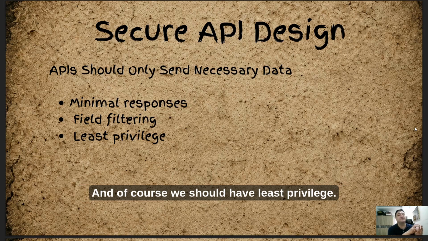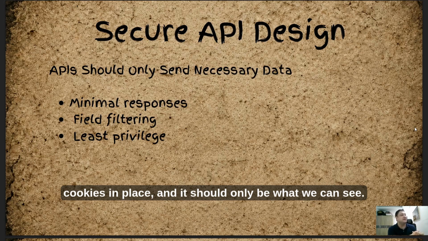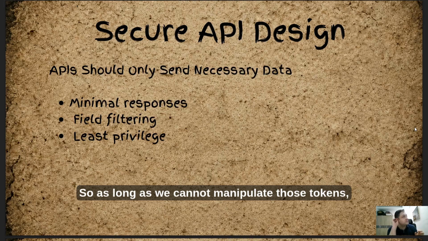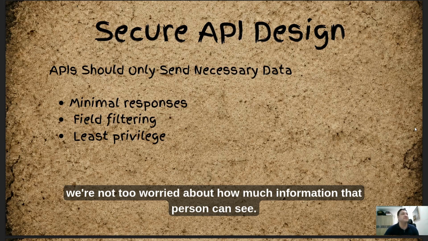And of course, we should have least privilege. Obviously, we should have JWT tokens in place, cookies in place, and it should only be what we can see. As long as we cannot manipulate those tokens and those tokens are set to just the user, then I think we're going to have a better time because now we're not too worried about how much information that person can see.